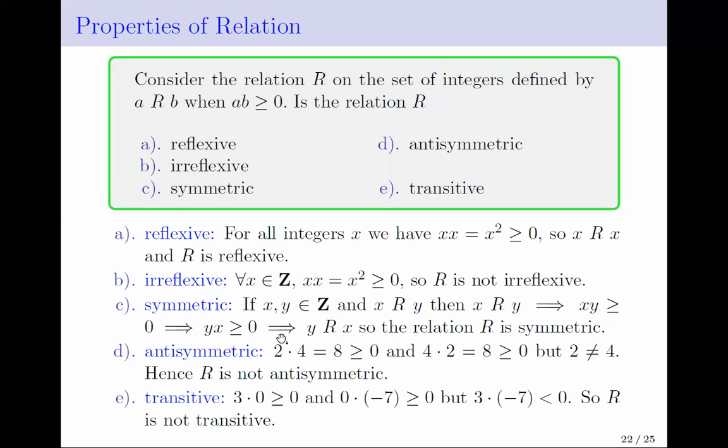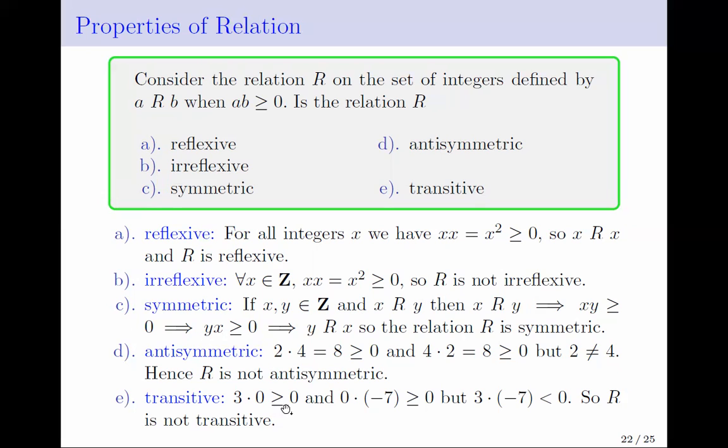Is it antisymmetric? No, because 2 times 4, which is 8, is greater than or equal to 0, and 4 times 2, which is also 8, is greater than or equal to 0, but 2 is not equal to 4. Therefore, it is not antisymmetric. If (a,b) belongs to R and (b,a) belongs to R, then a must equal b, which is not found here.